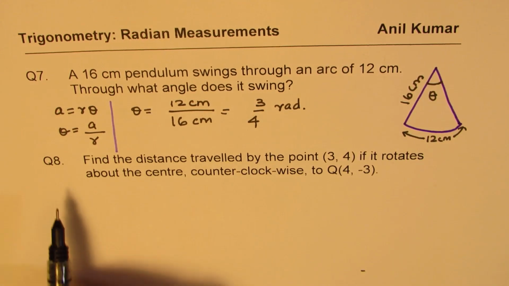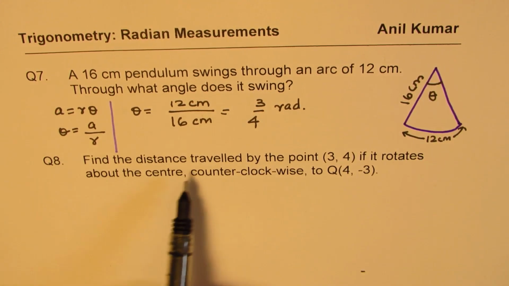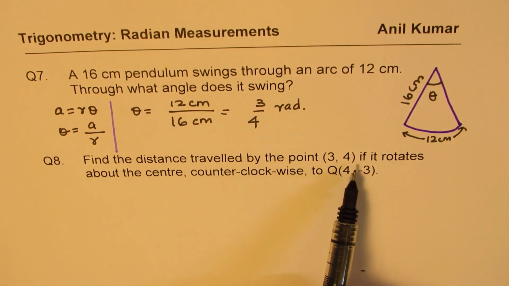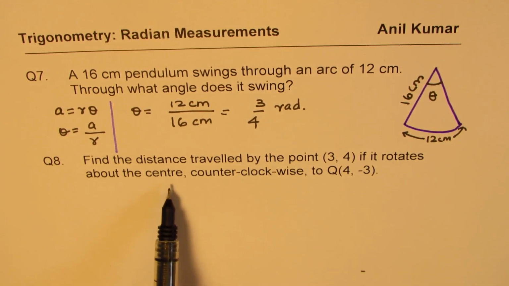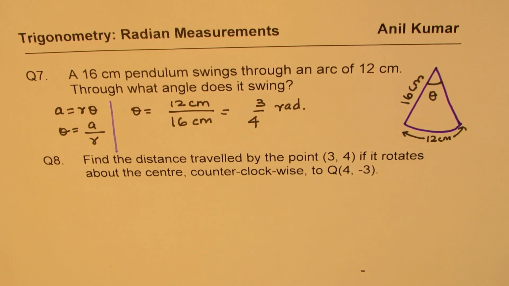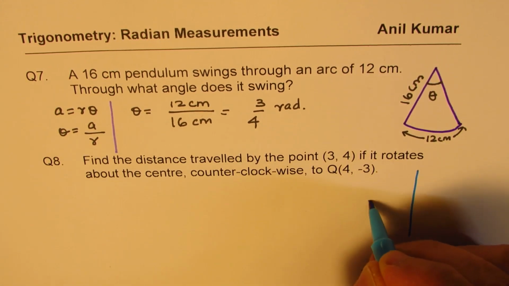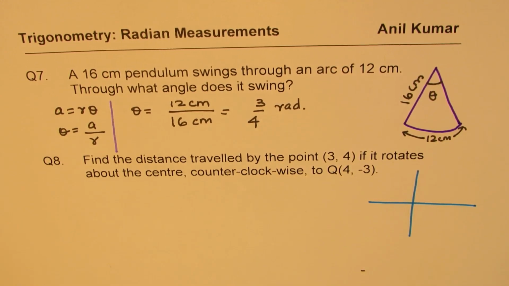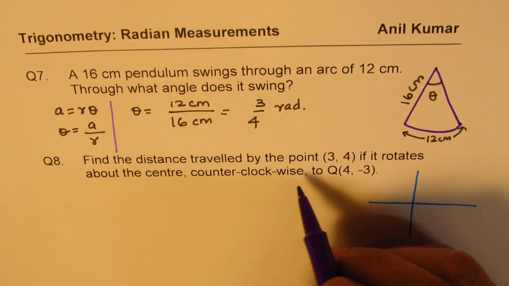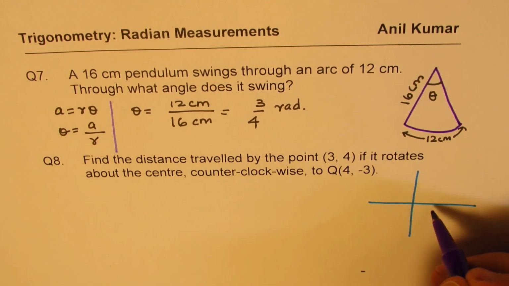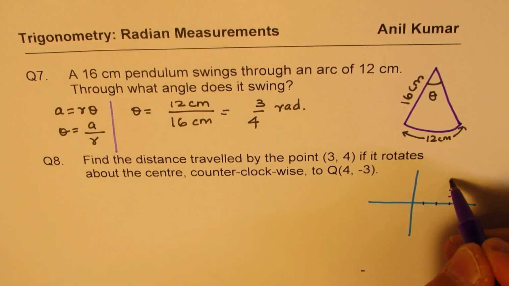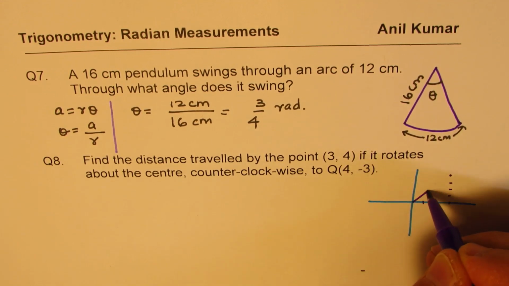Okay. Now question number 8 is, find the distance traveled by the point (3, 4) if it rotates about the center counterclockwise to (4, -3). So let's try to sketch the scenario. We have a point which is (3, 4). It is 1, 2, 3, and then 1, 2, 3, 4. So somewhere here. So that is the point.